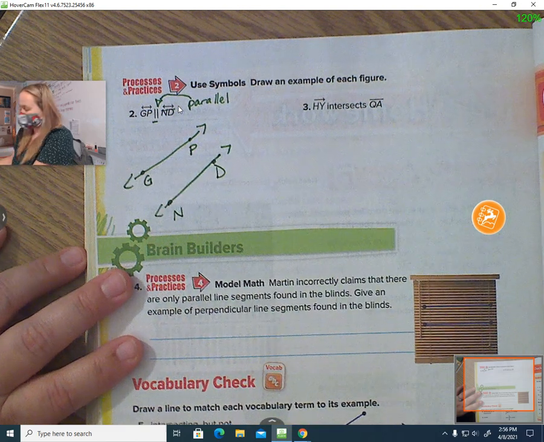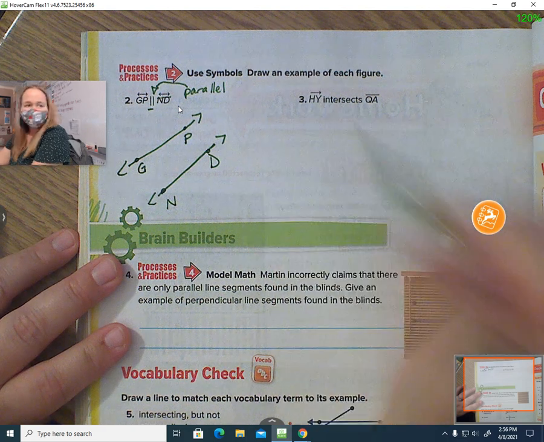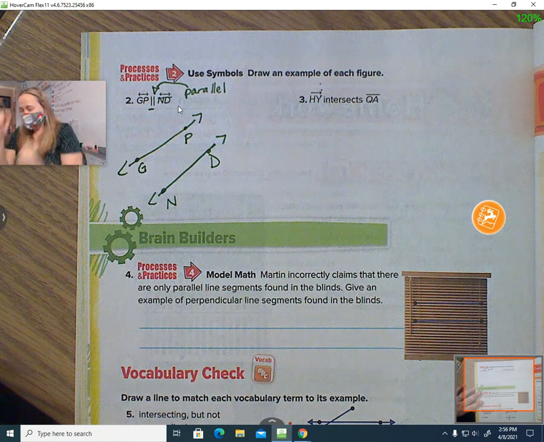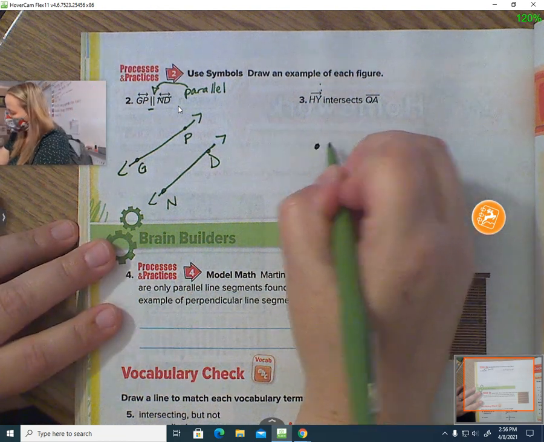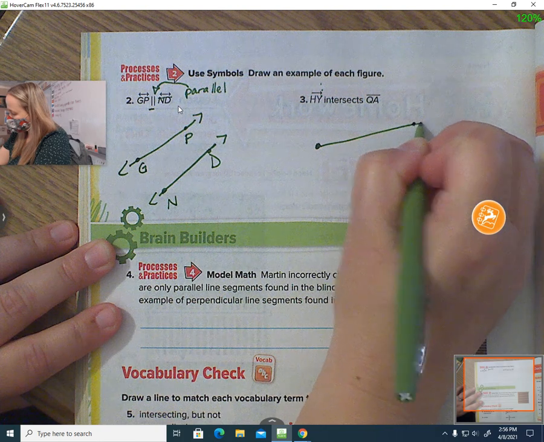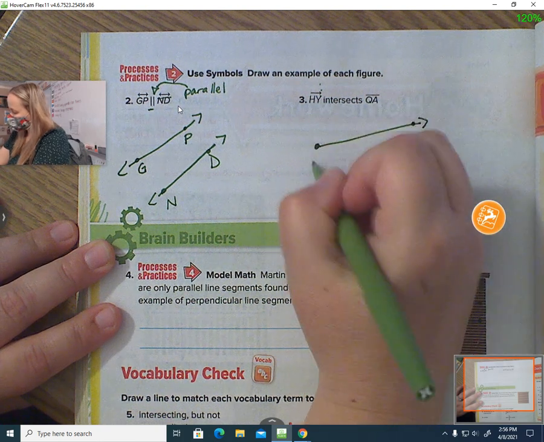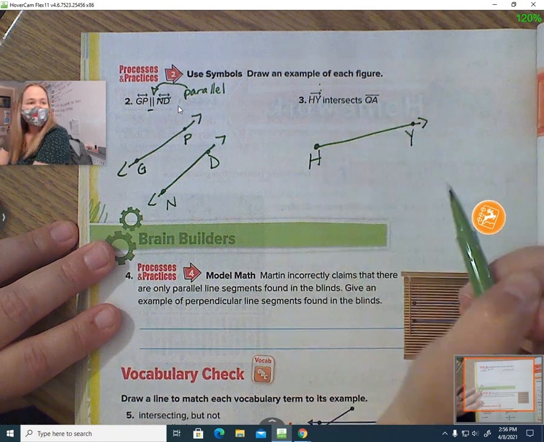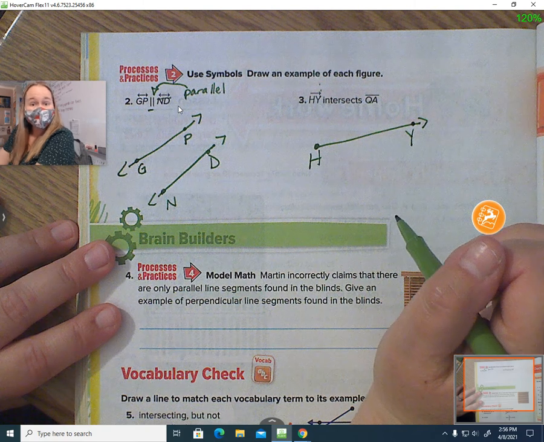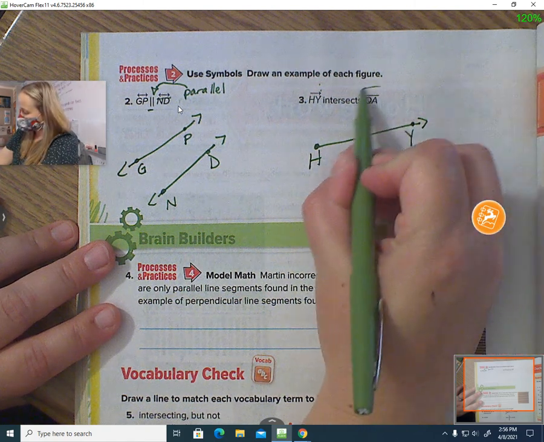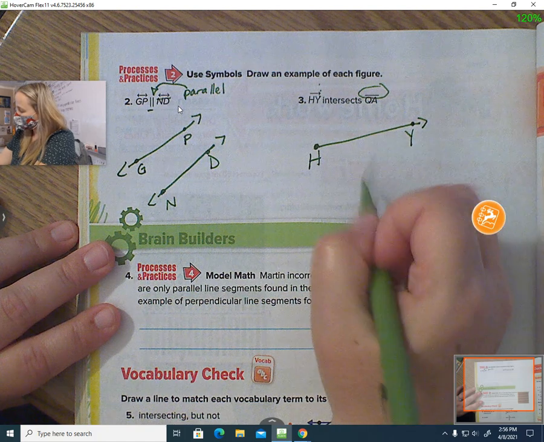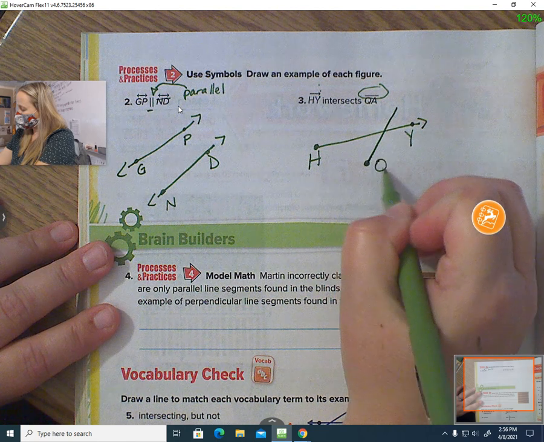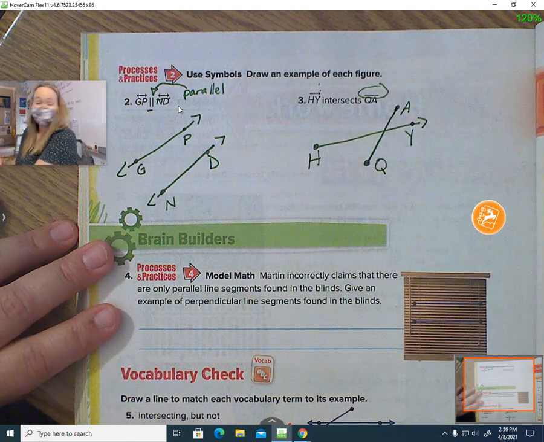Okay. Next, number 3. What are we going to draw? Which figure are we going to draw here? This is hey, Ray. So we're going to draw a ray. And we do need to start with H. The order matters on this one. HY. Intersects. What symbol are we going to draw next? Yes, we're going to draw a line segment because that's what this symbol means, right? So we need an intersecting line segment of QA. Is that what you have?